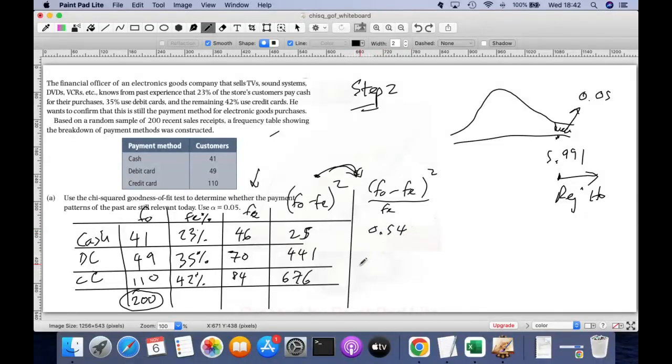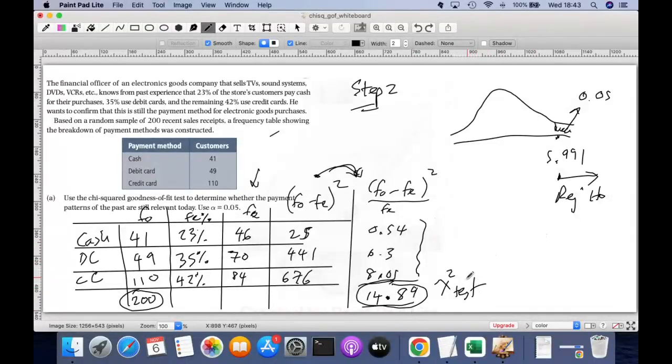The next one, you'll get 6.3. And then the last row, you'll get 8.05. And then the last step is to add up all these values and get the total. If you add it up, you'll get 14.891. I'm just going to leave the two decimal places, 14.89. And that is our chi-squared test value.